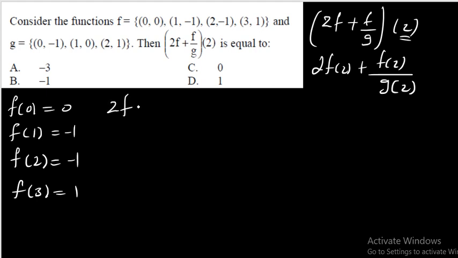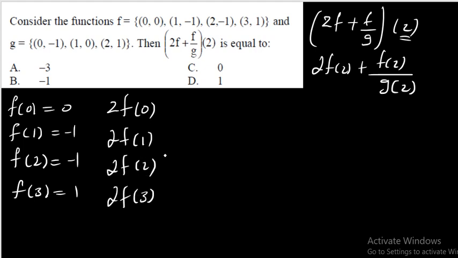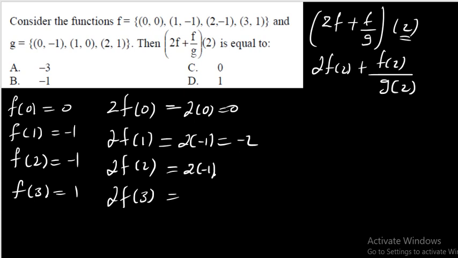That means when we say 2f at 0 or 2f at 1 or 2f at 2 or 2f at 3, that means I'm going to multiply the range. For example, 2f at 0 means 2 times 0, which is 0. 2f at 1 means 2 times -1, because f at 1 is -1, so -2. So 2f at 1 means we will multiply the range part. So 2f at 2 means again 2 times -1, which is -2. 2f at 3 means 2 times 1, which is 2.